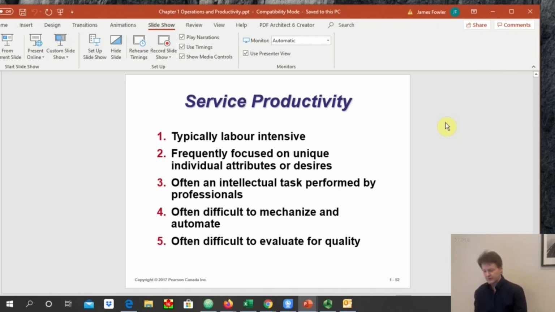So whether it's, for example, a mechanic, again, a mechanic is a good example of goods and services because they're going to sell you their time to repair your car, but also you're going to have to buy parts as well, whether it's brakes or spark plugs or anything else that you may need. And oftentimes with service productivity, it's difficult to mechanize and automate because it's done on such a personal level.